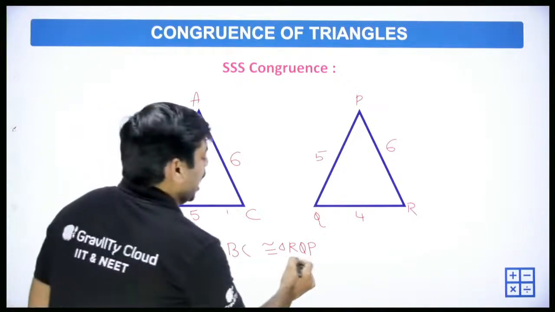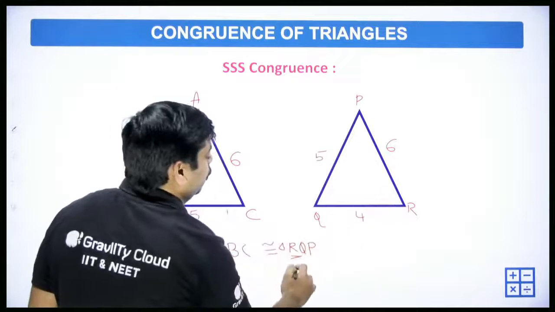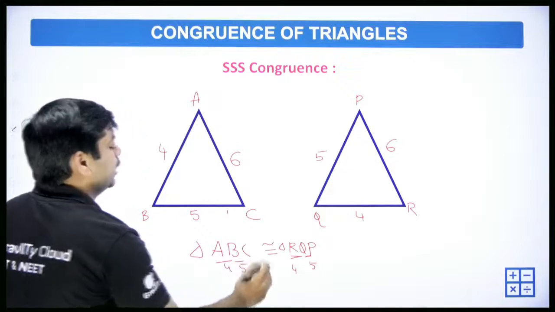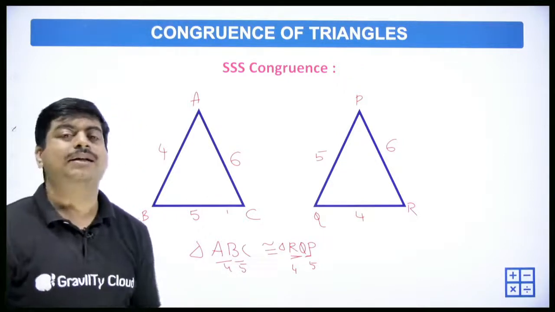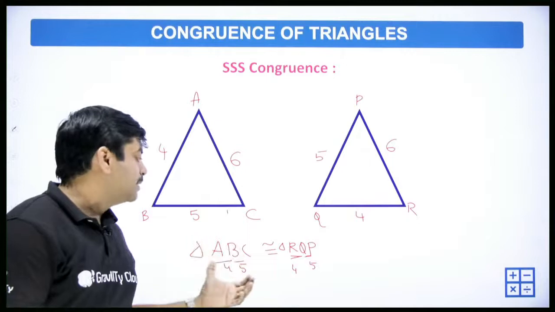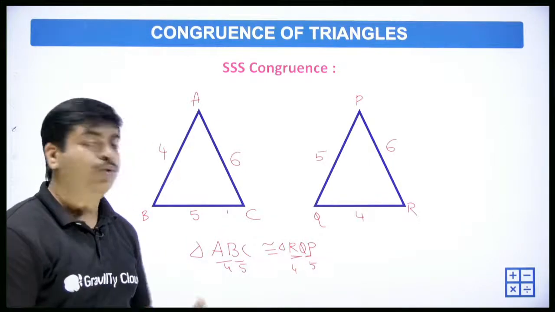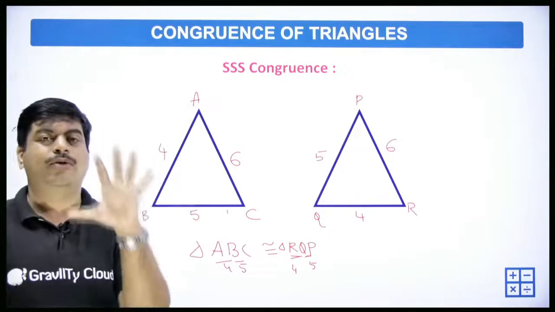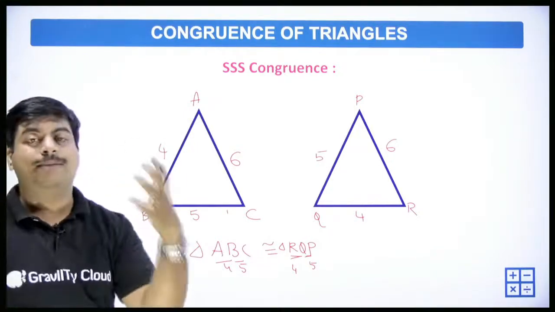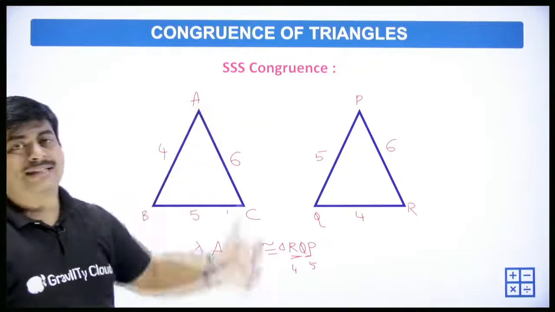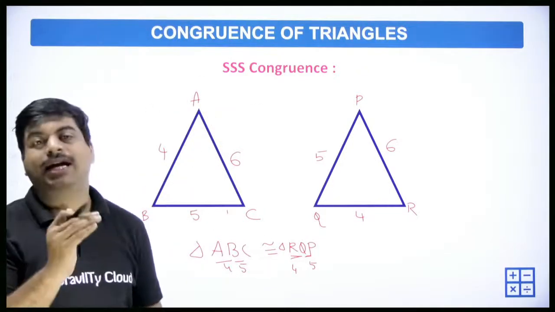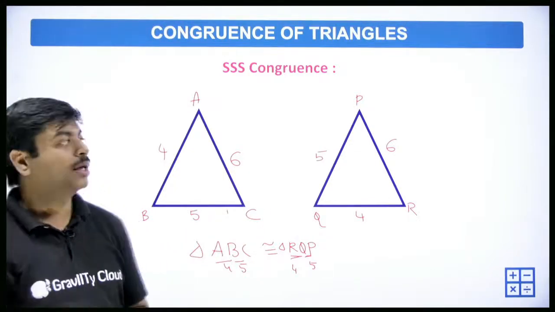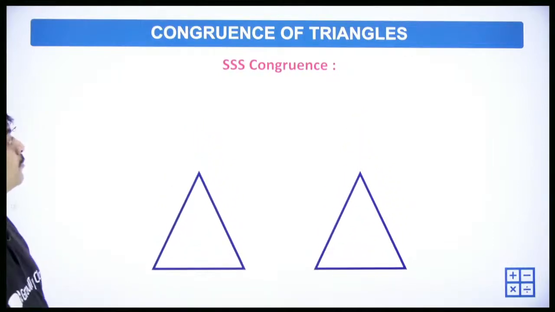The same way, RQ is 4 and QP is 5. So 4, 5 and 4, 5. That is how you can say that these two triangles are congruent. Triangle ABC is congruent to triangle RQP. Congruency means same shape and same size. Here the sides should be equal, but the way of representation is also very important, right? So let's move forward to the next one.